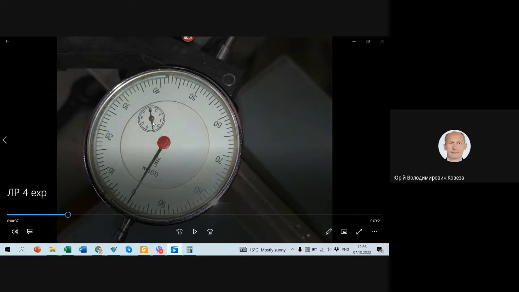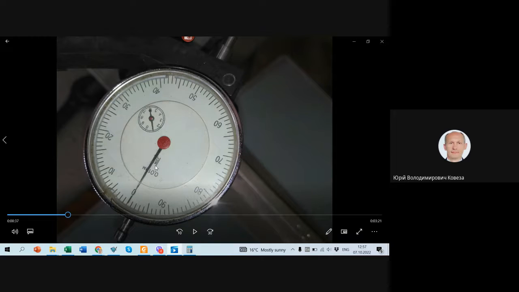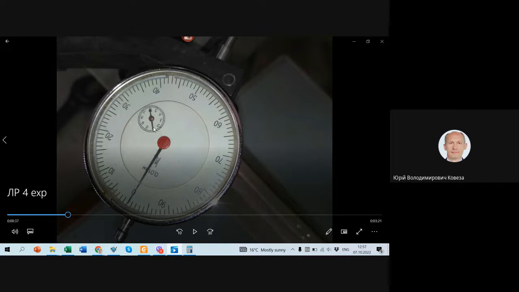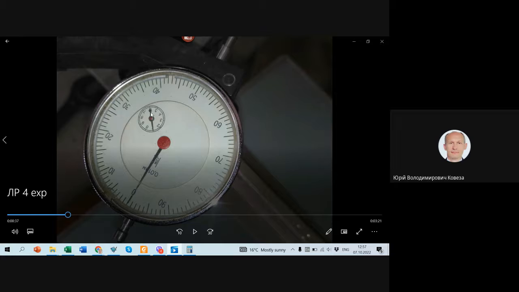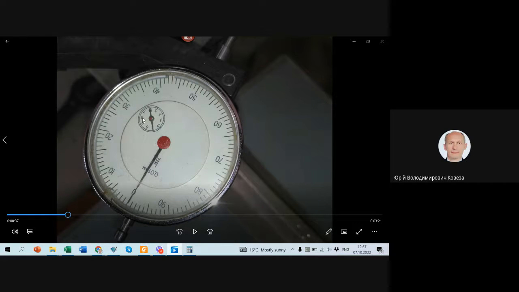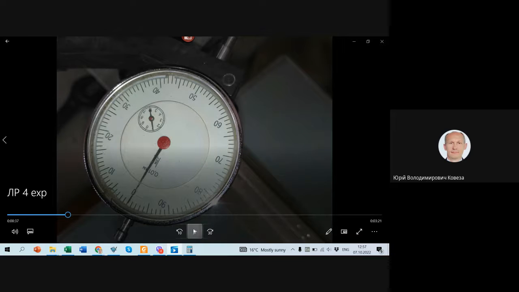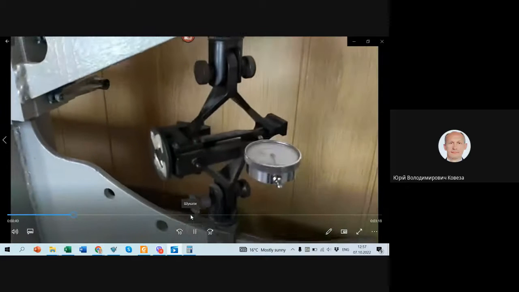The small arrow shows how many full revolutions were made by the big arrow. So 1 revolution, 1 more, 2, 1 more, 3. We need to create a load of 7,000. 1 we have on the indicator plus 7, it should be 8. It means that we should rotate the nut up to the state when the small arrow shows 8. So let's go. We started from 0.